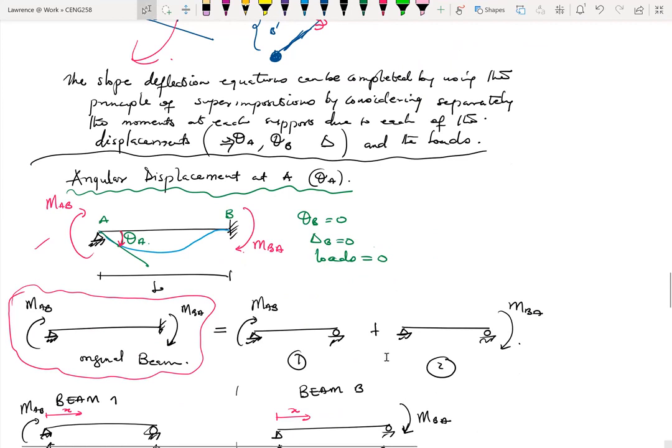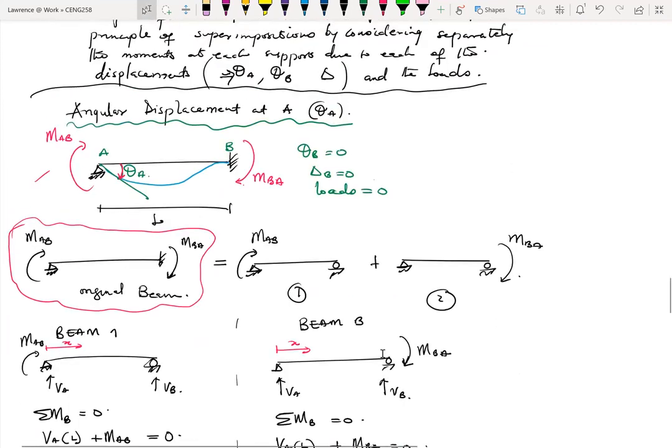All right. So in that case, we have a propped cantilever with moments at the ends of the propped cantilever, and we need to find these moments. So we need to find MAB and MBA, but we are finding MAB and MBA in terms of the rotation theta A.